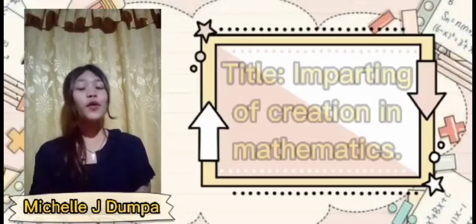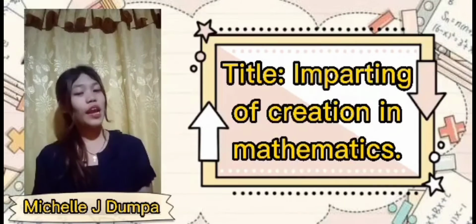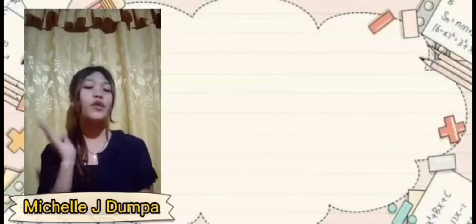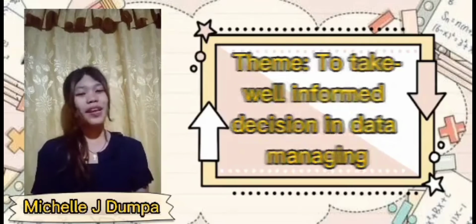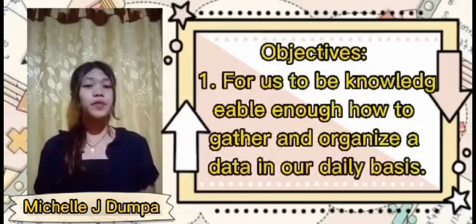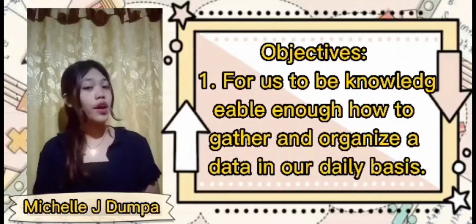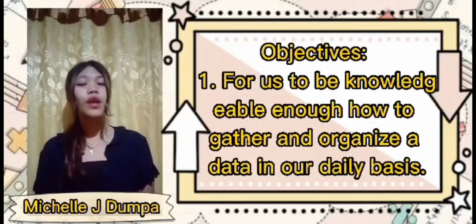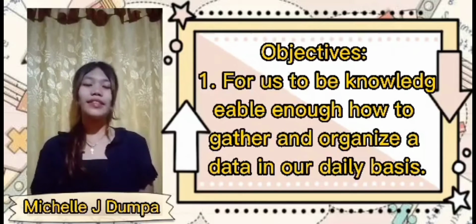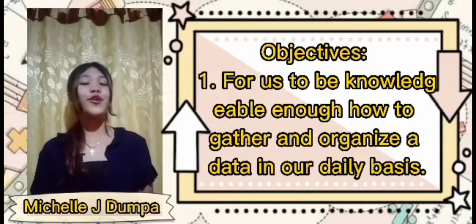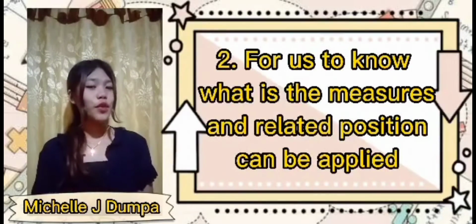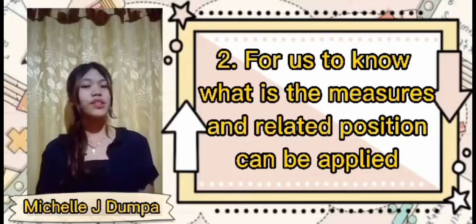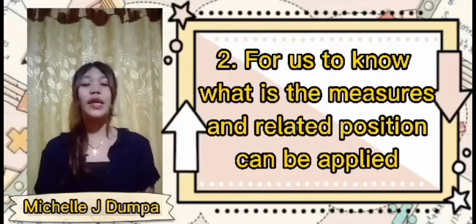So today we will talk about imparting of creation in mathematics with the theme of taking well-informed decisions and data managing. So now let us proceed to our objectives. The first one is for us to be knowledgeable enough on how to gather and organize data on our daily basis. The second one is for us to know what measures of relative position can be applied.